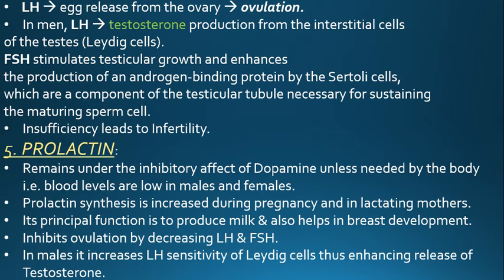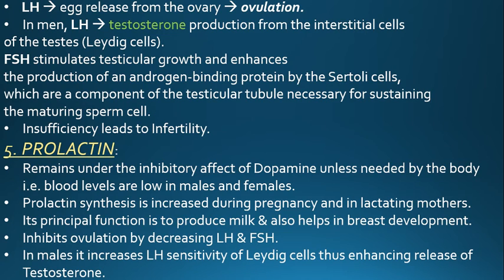Prolactin is basically the hormone which is produced during pregnancy and in lactating mothers. Otherwise, it is under the inhibitory effect of dopamine. So there are always low blood levels of prolactin in males and females. It is only increased in some abnormalities and physiologically during pregnancy and in lactating mothers.